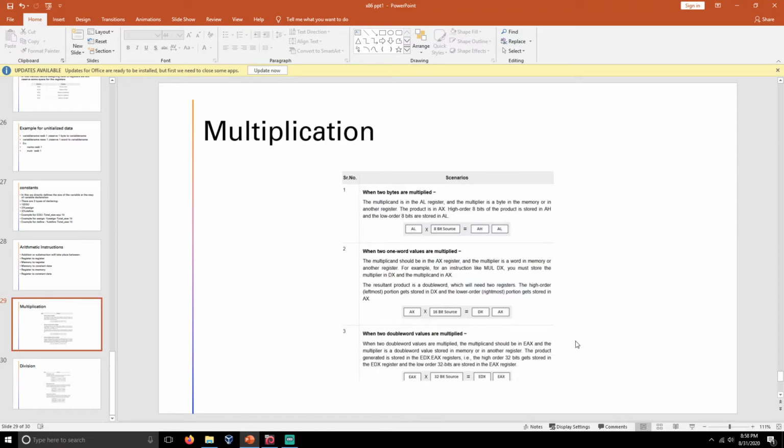And when two double words are multiplied, meaning 32-bit registers, it will occupy 32 bits. When you multiply these, the lower bits will get stored into EAX, and the higher bits will get stored into EDX. I think everyone knows what E means. Here E is nothing but the extended register, which has 32 bits of capacity. So here we use 32-bit registers to store the two double word values.